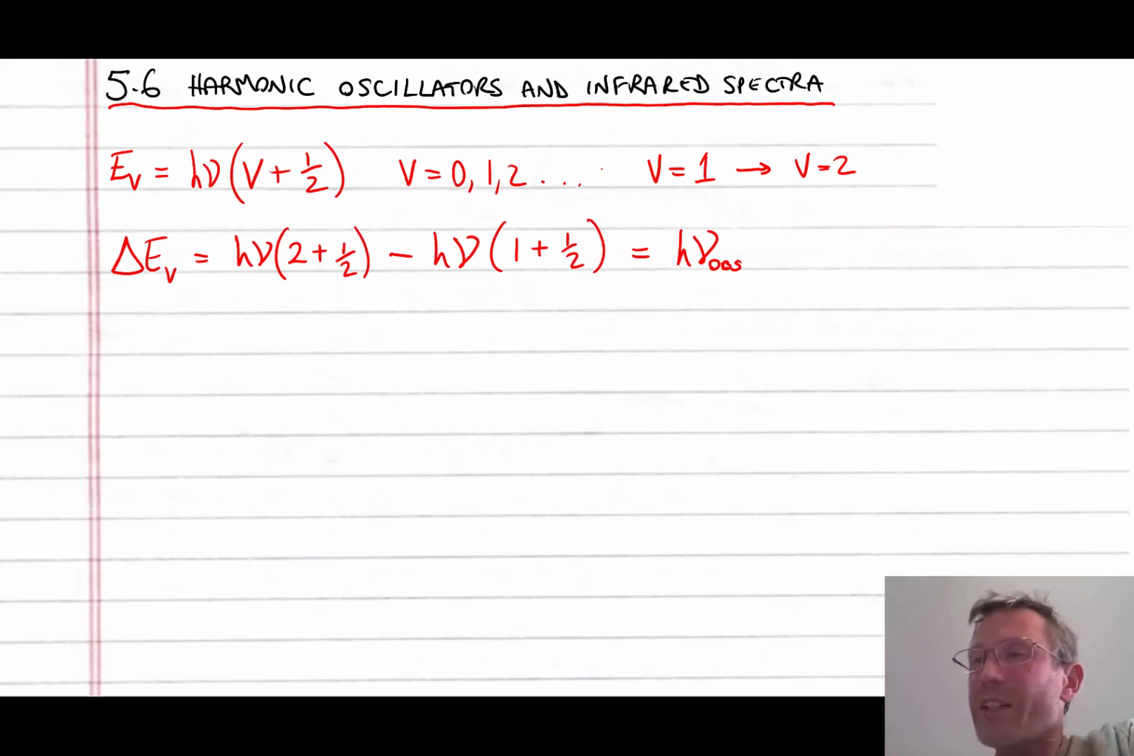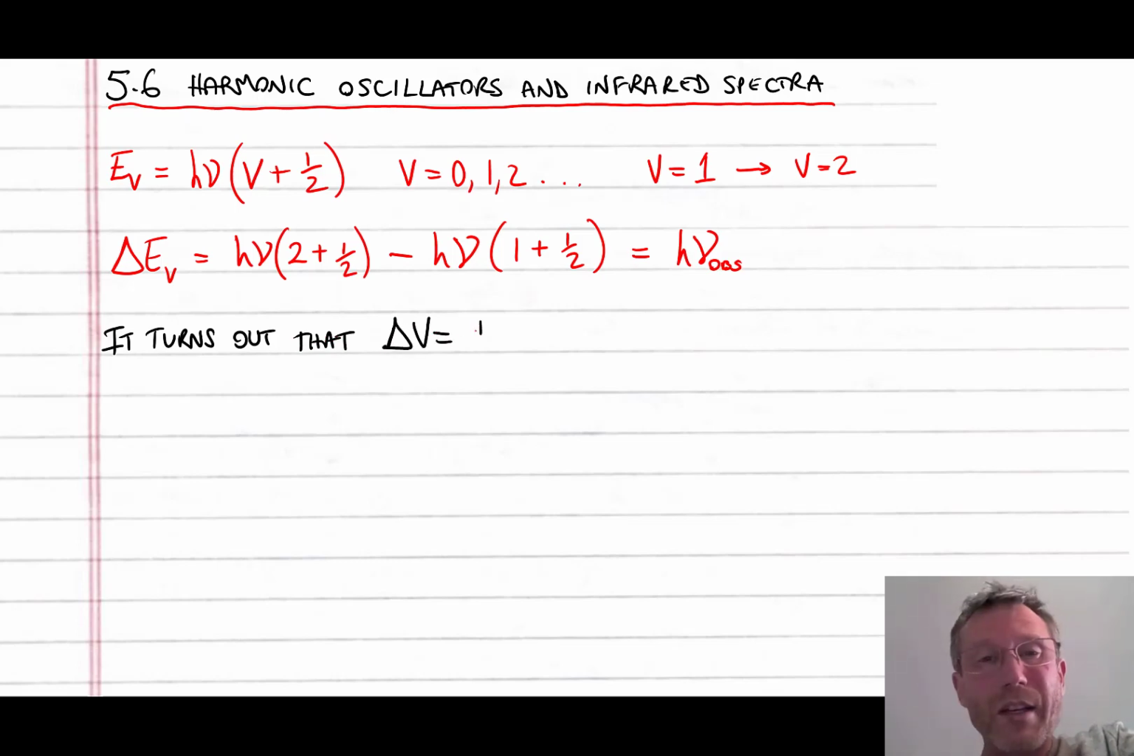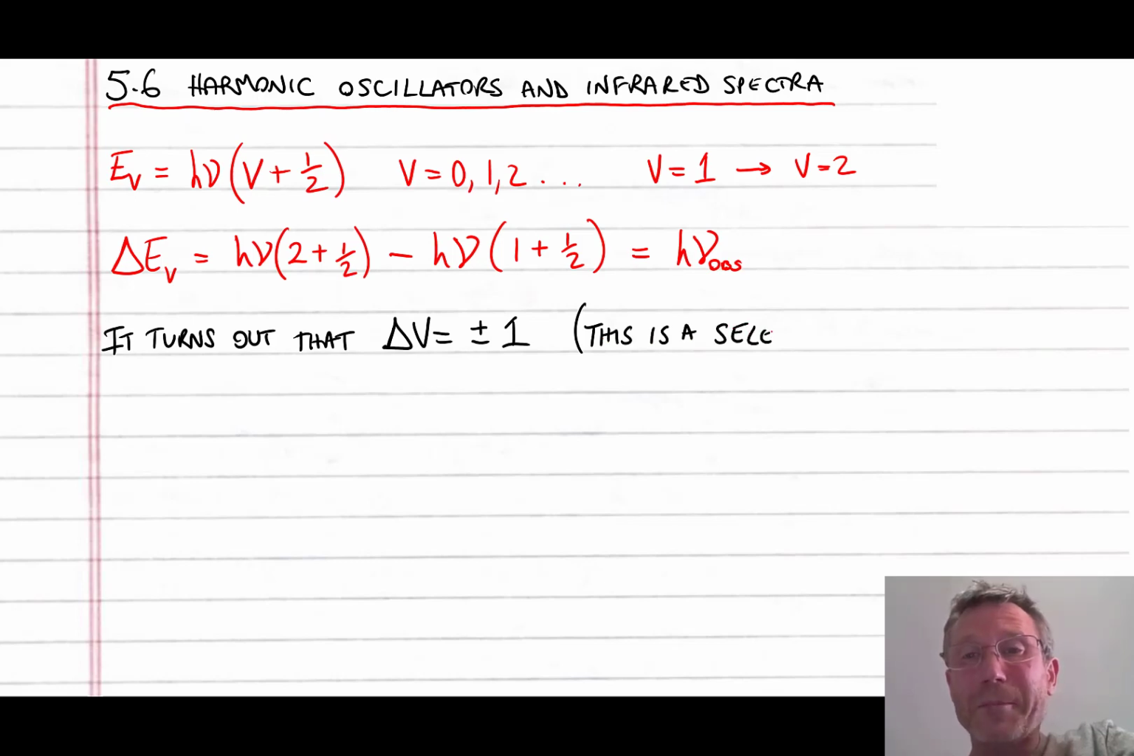What else can we say? Well, it turns out, and later we're going to prove this, that delta V is always equal to plus or minus 1 for these vibrations. And how can it be that I can write this? This is something we're going to call a selection rule, and it comes out of the mathematics. So I'm planting a seed in here because we'll come back to this and prove it later. It's an important seed.